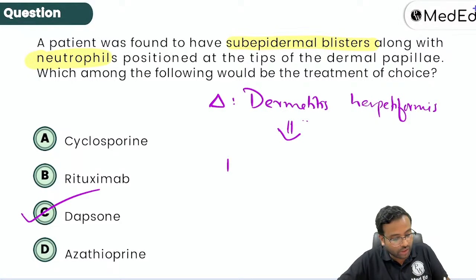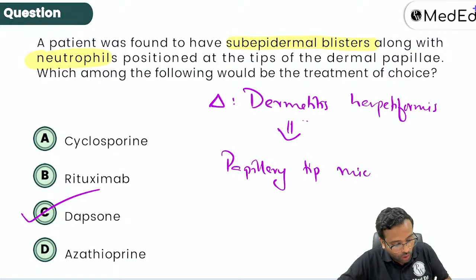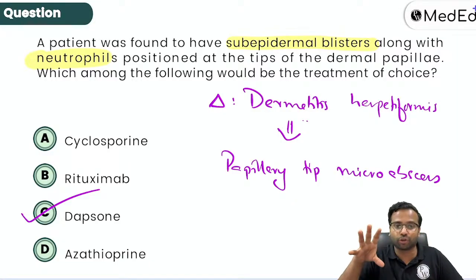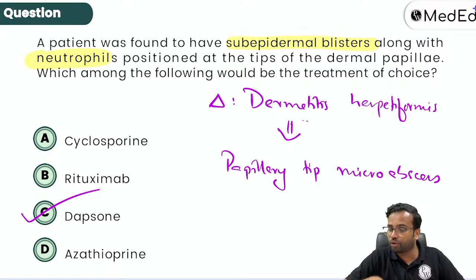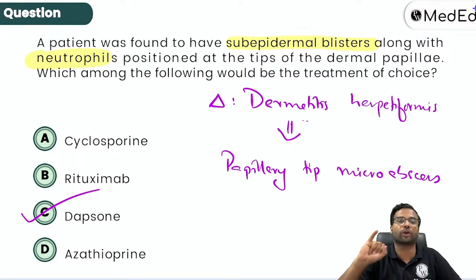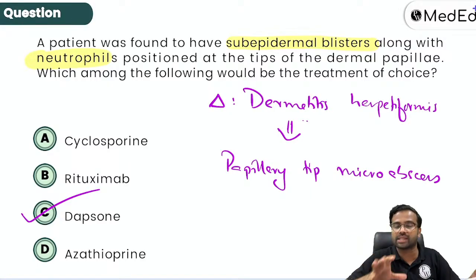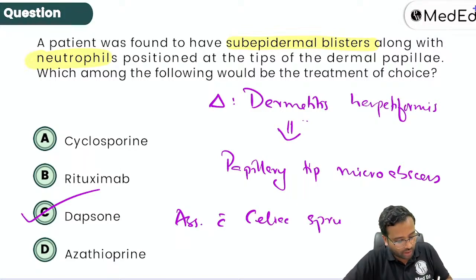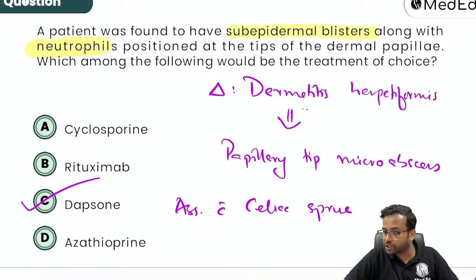So this is also called the papillary tip microabscess. It is an example of neutrophilic microabscess. And the drug of choice here should be dapsone. And many of you are answering gluten sensitive enteropathy, celiac disease. I absolutely agree with all of you because this disease is closely associated with celiac sprue.